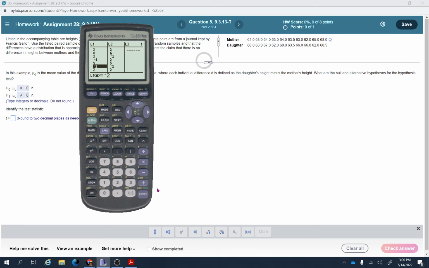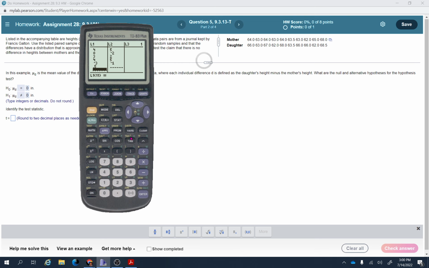63.5 minus 63.5 is 0. And 66 minus 63 is 3. 66 minus 62 is 4. 62 minus 65 is negative 3. And 68.5 minus 68, so that means 0.5. So these are the 10 data: 1, 2, 3, 4, 5, 6, 7, 8, 9, 10. So this is our data.